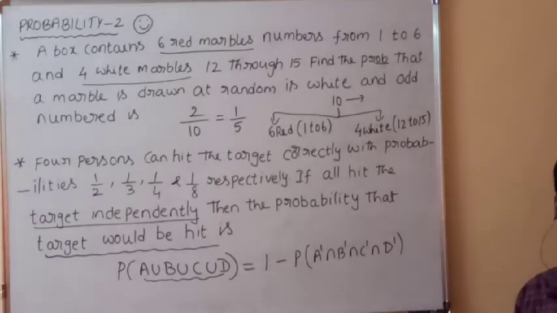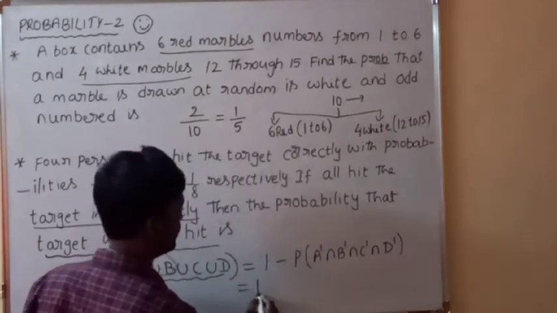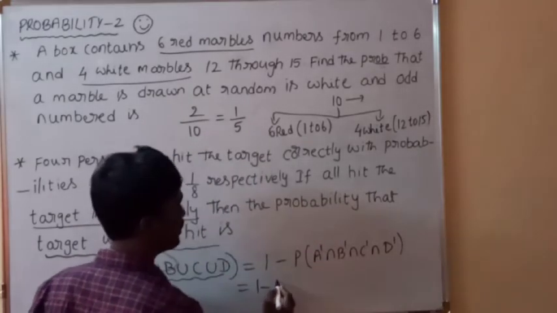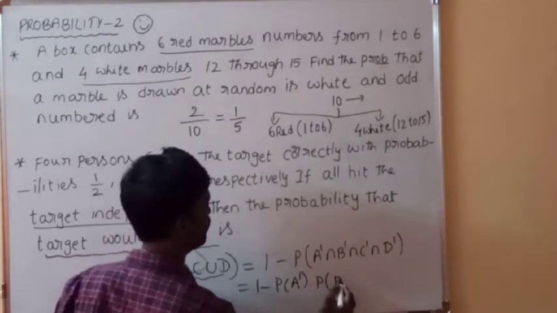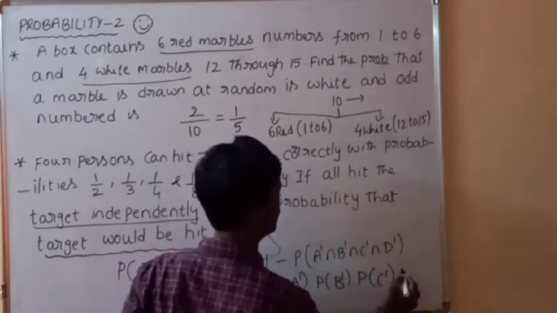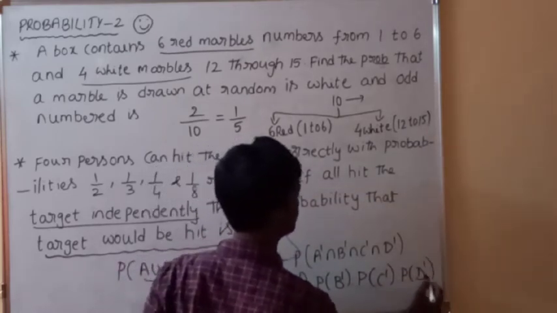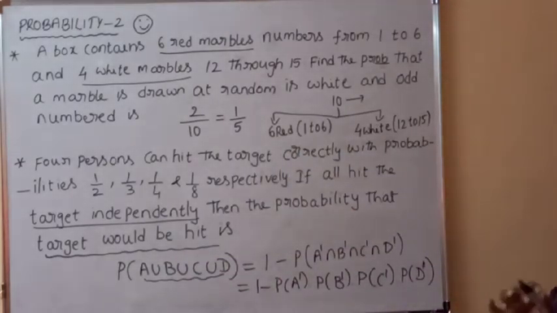As A, B, C, D are independent events, A dash, B dash, C dash and D dash are also independent events. So thus, it is equal to 1 minus probability of A dash into probability of B dash into probability of C dash into probability of D dash. So that is what I did using the independent events definition.